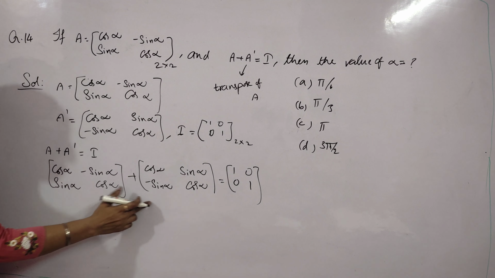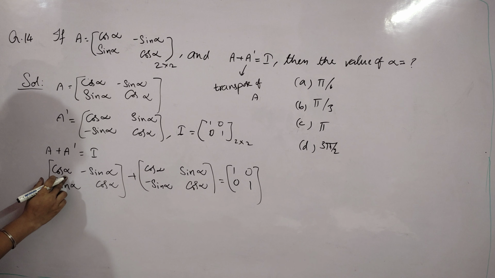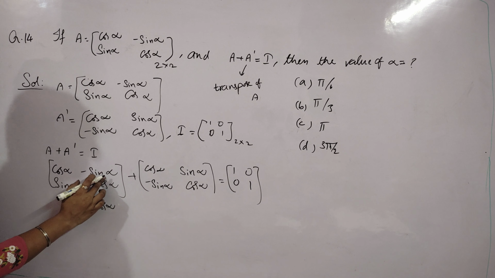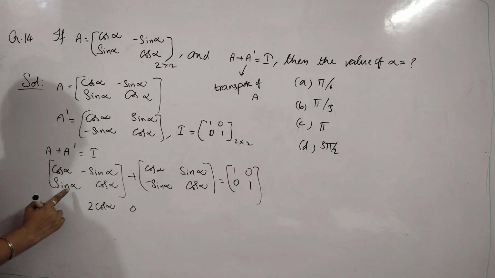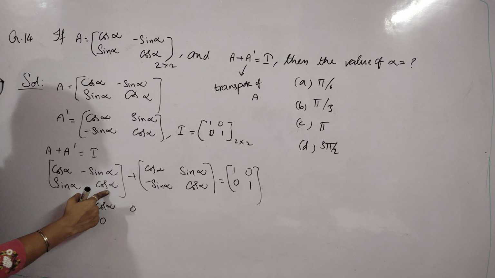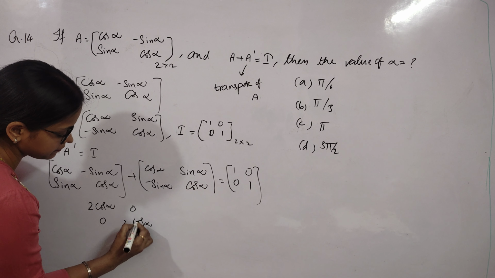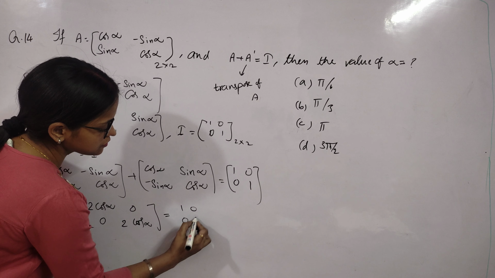Now add these two. Between these two matrices the symbol is plus, so add. Corresponding elements are added. Cos alpha plus cos alpha, 2 cos alpha. Minus sin alpha plus sin alpha, minus plus will get cancelled, 0 here. Sin alpha minus sin alpha, plus minus will get cancelled here. Cos alpha plus cos alpha, it is 2 cos alpha. This is equal to [1 0; 0 1].